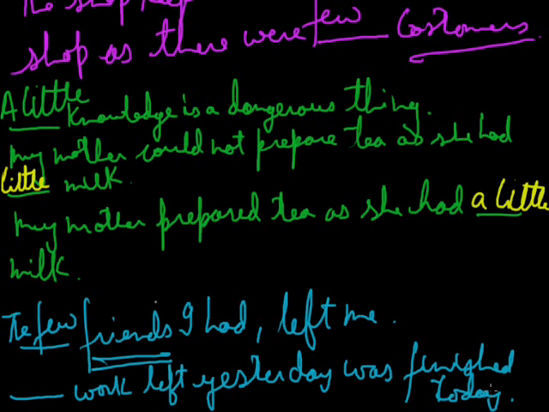One more example. Dash work left yesterday was finished today. That means a fixed amount of work was left yesterday. Now for a fixed amount we always use the, and work is uncountable. That's why the right answer will be the little work that was left yesterday was finished today.